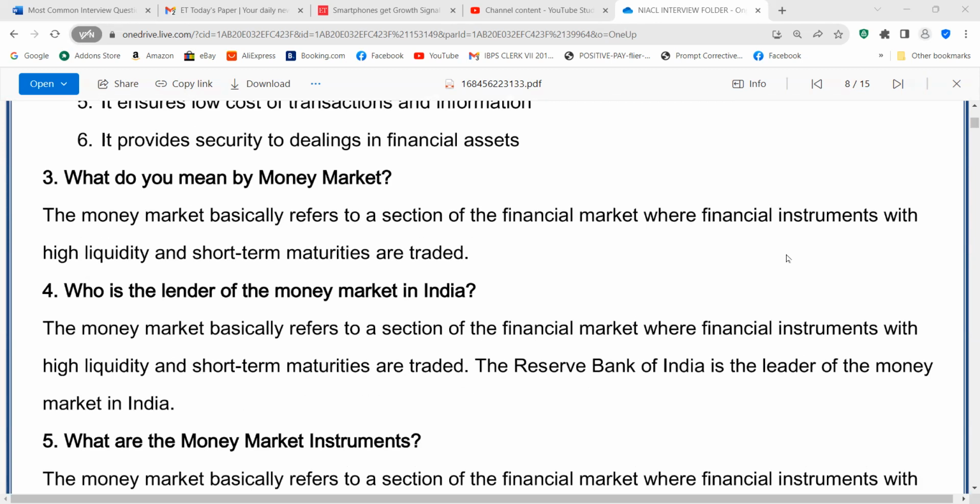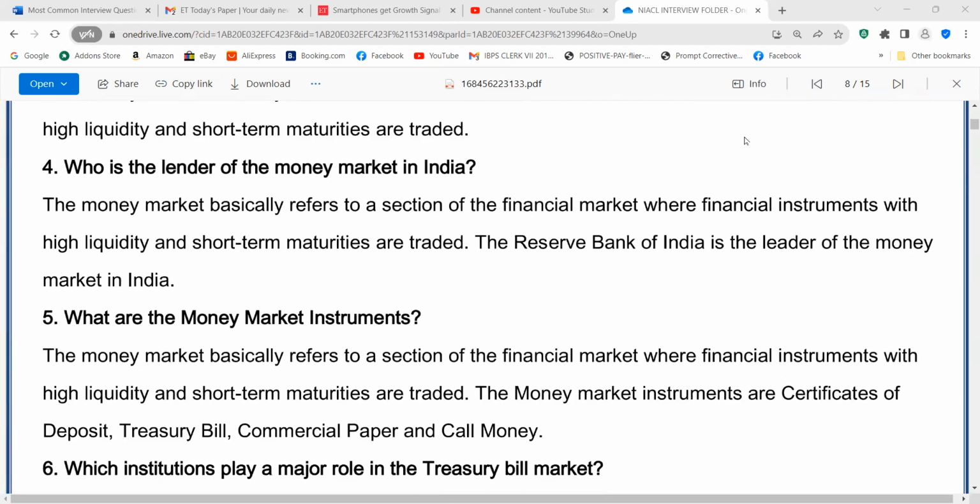What do you mean by money market? The money market basically refers to a section of the financial market where financial instruments with high liquidity and short-term maturities are traded. Who is the lender of the money market in India?